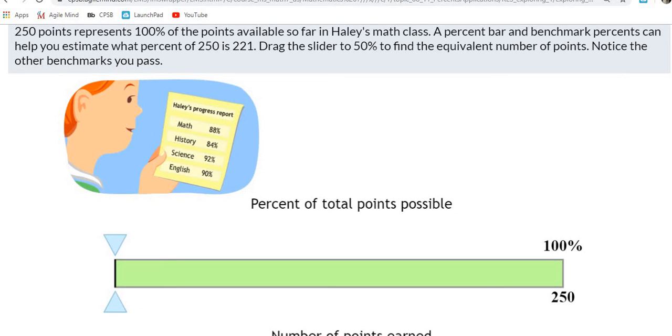Like I taught you tricks with percents yesterday. What percent did we look at on the marker board that was easy to calculate in our head? 10%. And then from 10, we were able to find other common percents. Would 13% be benchmark, common? No, it's kind of a weird number, so it's not like a benchmark percent. So we're going to drag the slider to 50% to find the equivalent number of points.